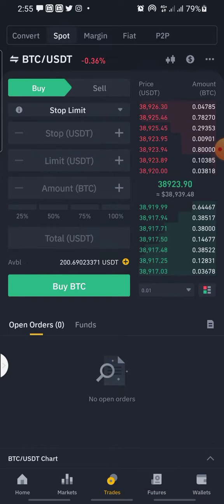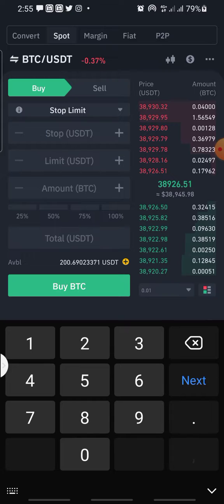Once you set your stop, let's assume the current price of BTC is $38,936. If the market goes against you, you can set your stop at where BTC falls back to $36,000. Okay, let's say $36,000.